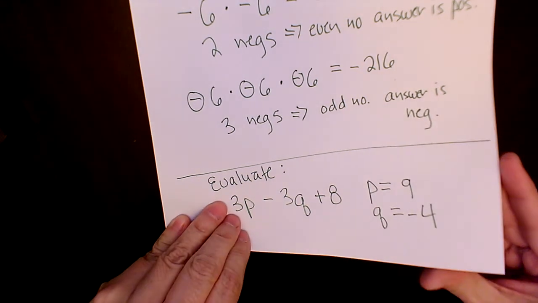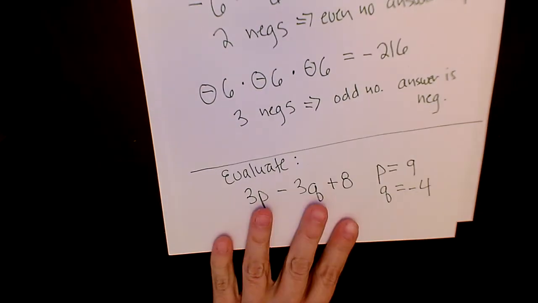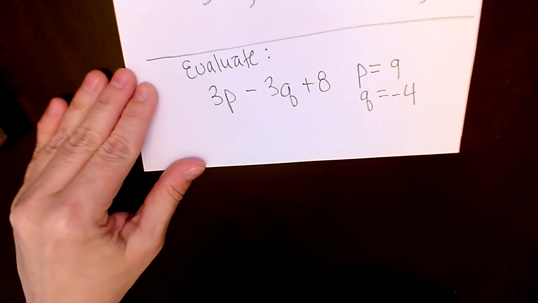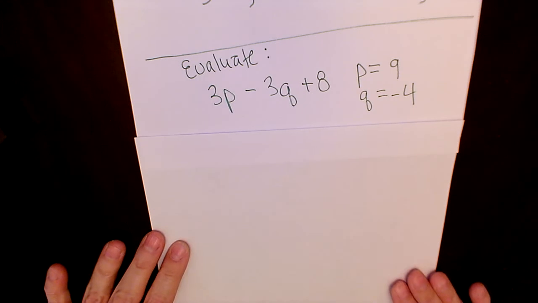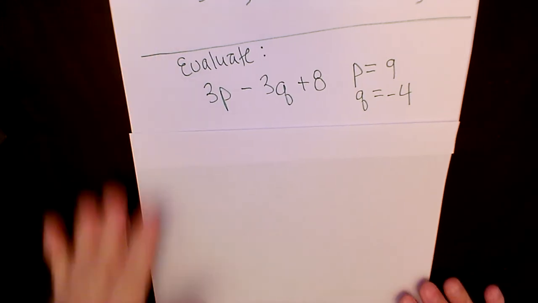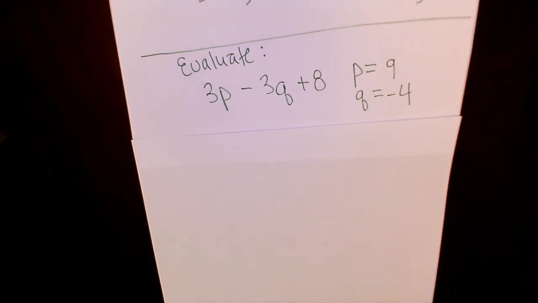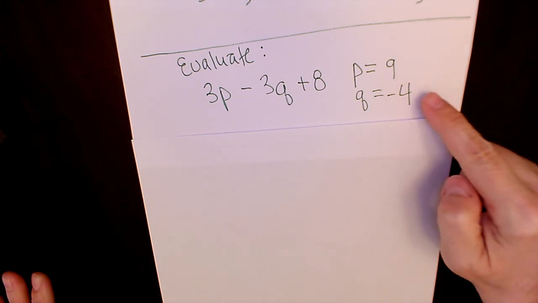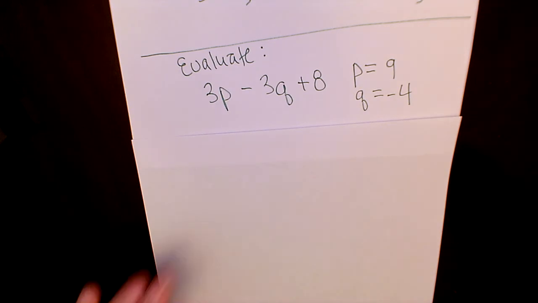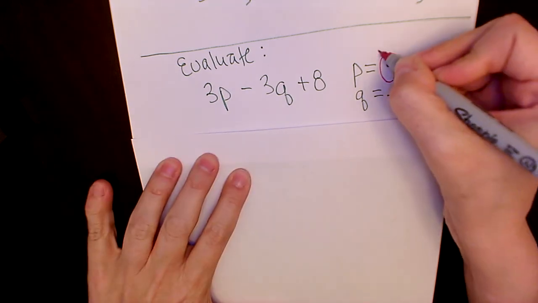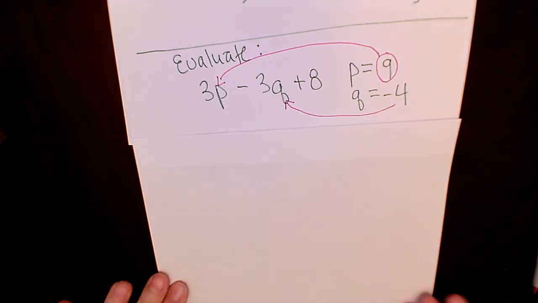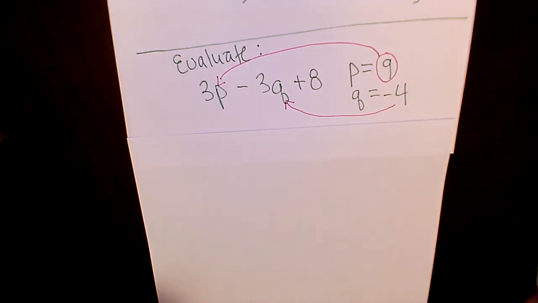Okay, so let me get another sheet of paper out. And I'm going to bump that up a little bit. Okay. So I'm going to evaluate that. So I'm evaluating 3p minus 3q plus 8. Remember, that means to plug in. They're giving me p is 9 and q is negative 4. So I'm taking and plugging in 9 right here for p and negative 4 for q, and then I'm going to work it out.